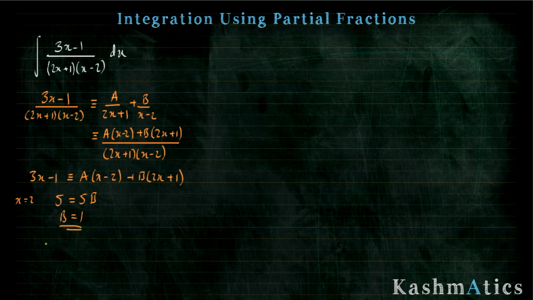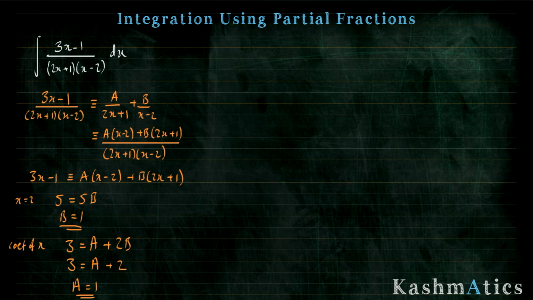And then I can either compare coefficients or I can substitute a different value of x. I'm going to compare coefficients because the value of x which would make this bracket 0 is minus a half, and that's just a bit awkward to deal with. So I'm going to look at the coefficients of x. The coefficient of x on the left hand side is 3, and that's equal to the coefficient of x on the right hand side, which is A times x, so that's A, plus 2B times x, so that's 2B. Now because I know B is 1, that would be A plus 2, which means A is equal to 1 as well.